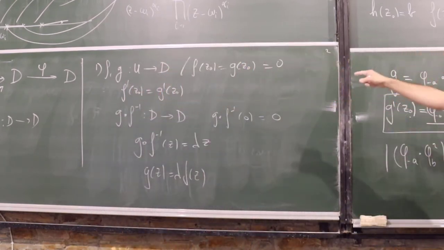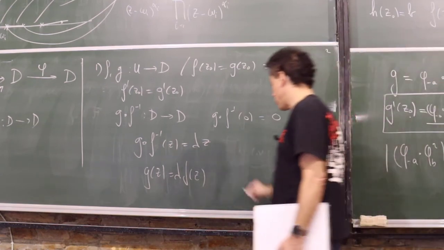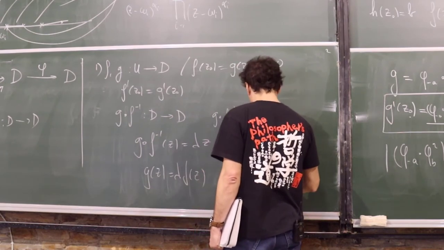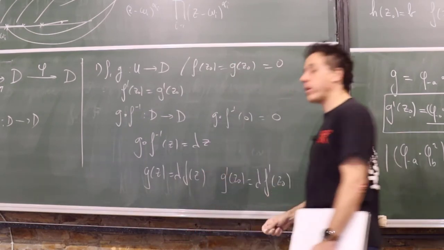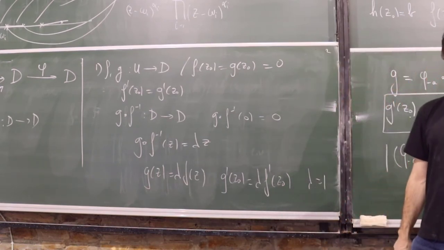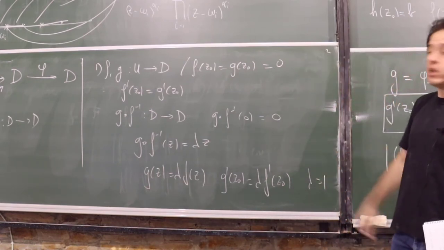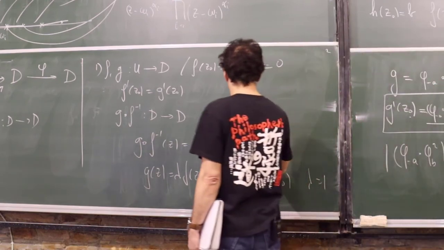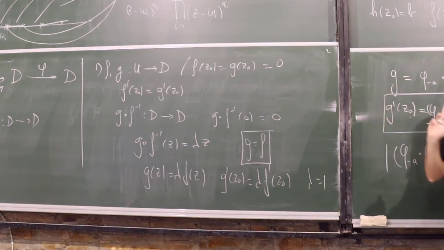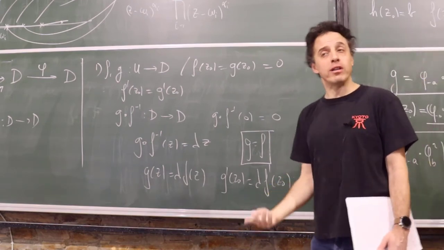And now you apply that the derivative at z0 is the same. If these numbers are the same, lambda is equal to 1, so G is equal to F. So if they coincide at a point that goes to zero, and the derivatives are equal, then the functions are equal.